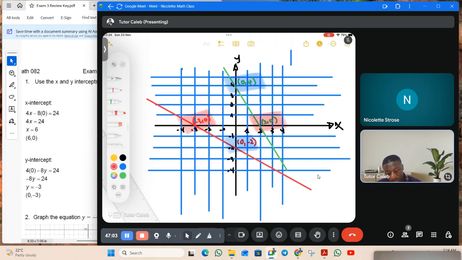Can you see the y-coordinate here being 0? This is the y-coordinate here. 0, you get 0 here. You also get 0 here. Yes. Whenever the line cuts the x-axis, the y-coordinate is always 0. And whenever the line cuts the y-axis, the x-coordinate is always 0.